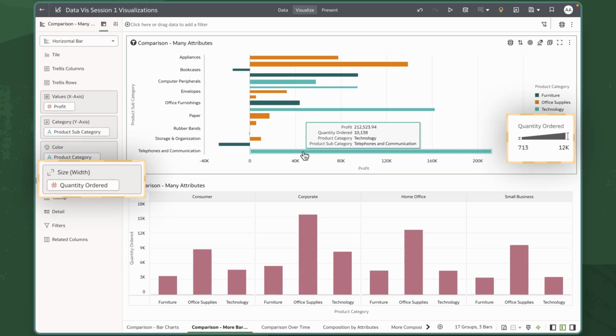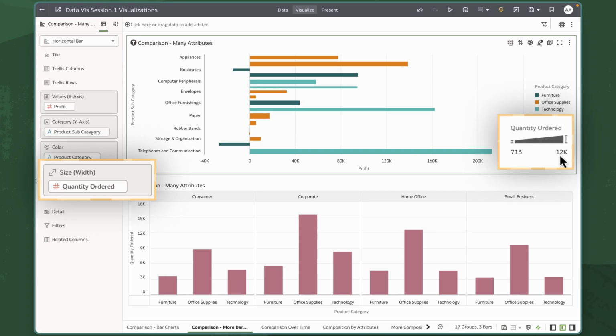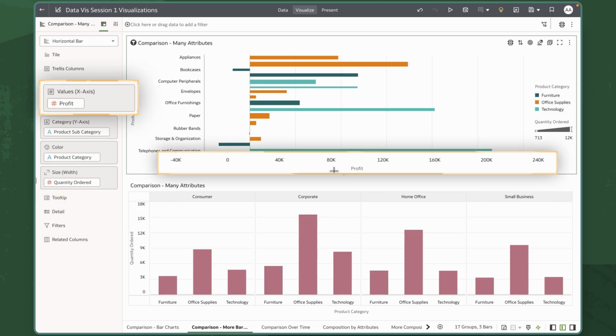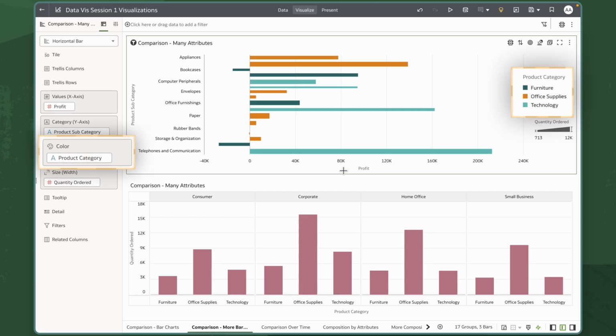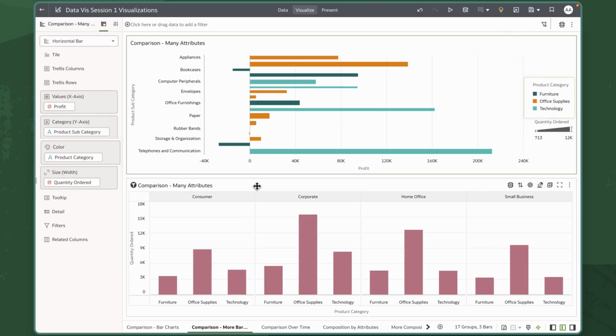In this chart, I'm comparing quantity ordered through the thickness of the bars, while the x-axis shows the profit margins for each product subcategory, and the product categories are categorized by color.